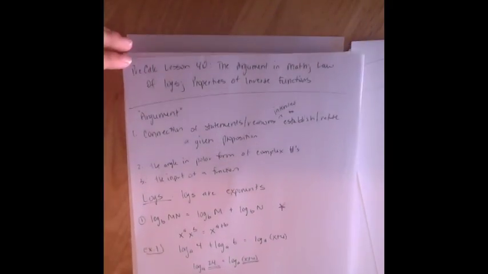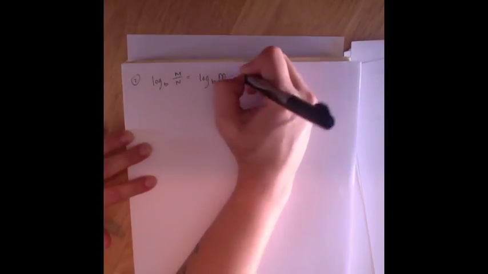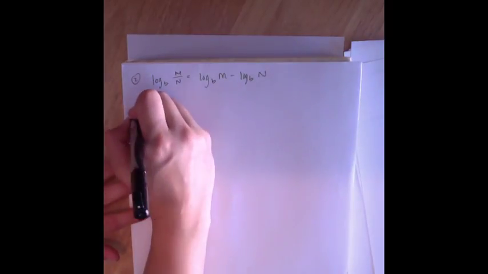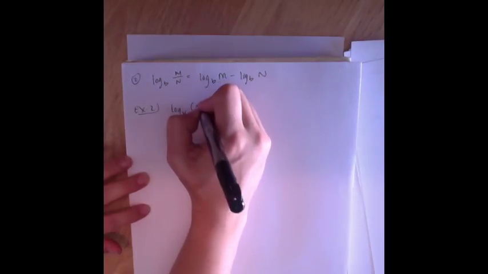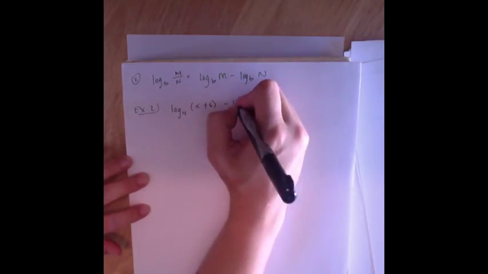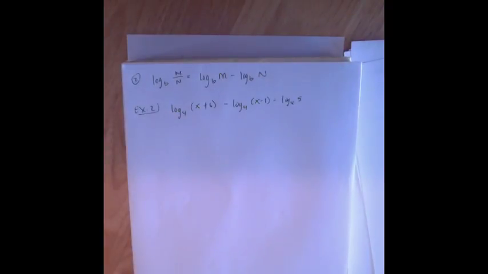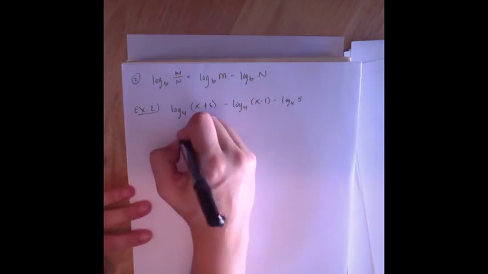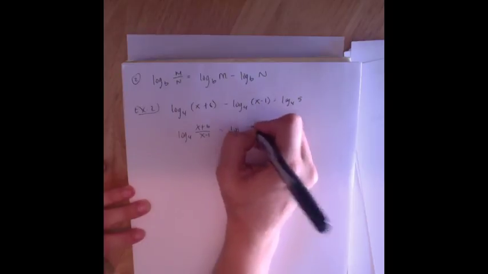Let's look at another property of logs. If you have the log base b of m over n, you can break it up into the log base b of m minus the log base b of n. For our example, we have the log base 4 of x plus 6 minus the log base 4 of x minus 1 equals the log base 4 of 5. If we have two logs of the same base being subtracted, I can rewrite this as the log base 4 of x plus 6 over x minus 1 equals the log base 4 of 5.